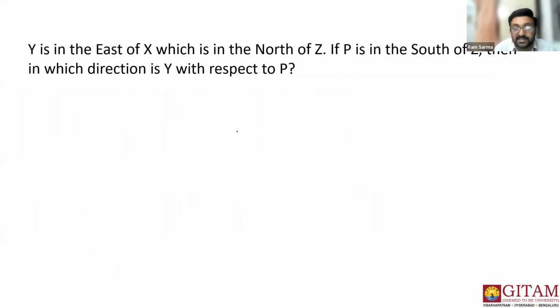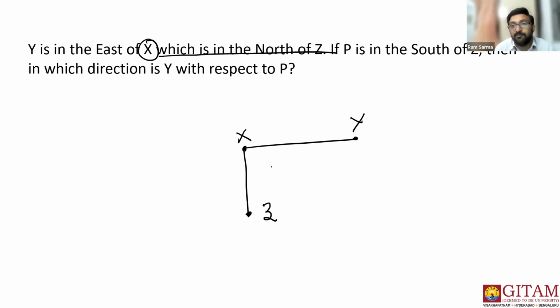Y is in the east of x. Y is a point. Y is present to the east of x. Let me assume x here. Y is in the east of x, which is in the north of z. So you need to understand this as x is to the north of z. So x is to the north of z.